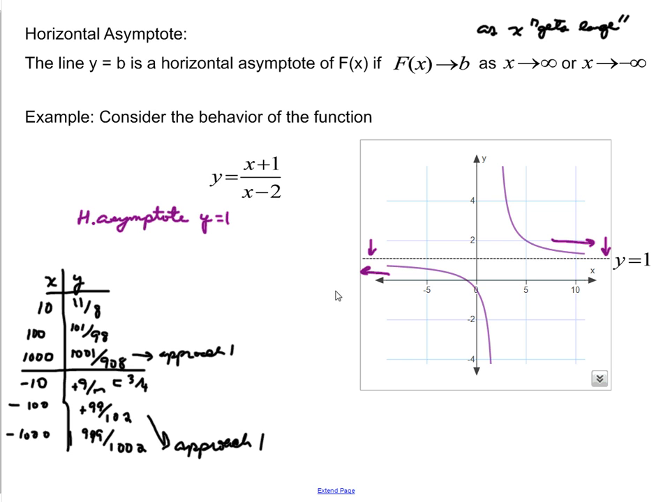This time from underneath. So what's happening is that the horizontal asymptote describes the behavior to the far left and far right of the graph, not in the middle. Okay, so that is vertical and horizontal asymptotes. More in the next video.